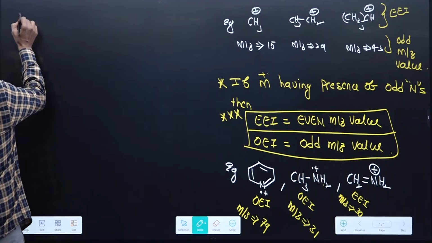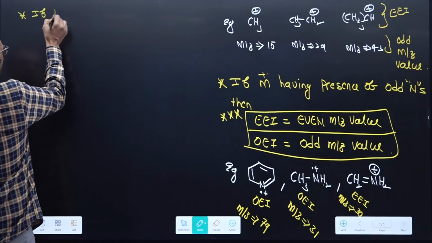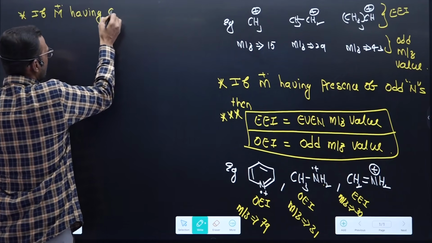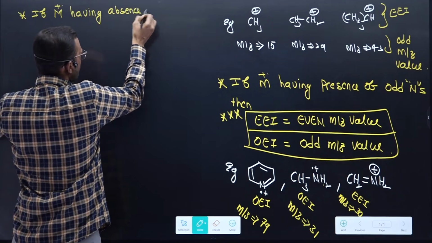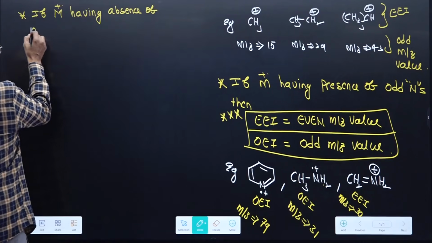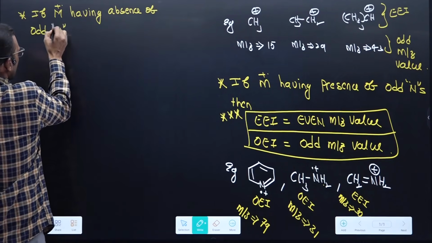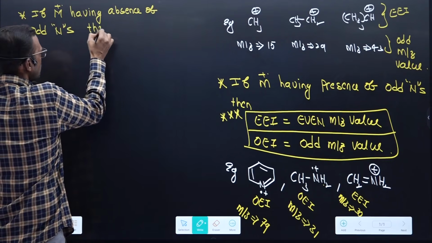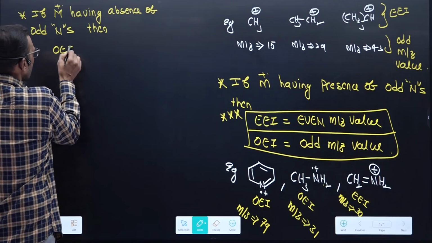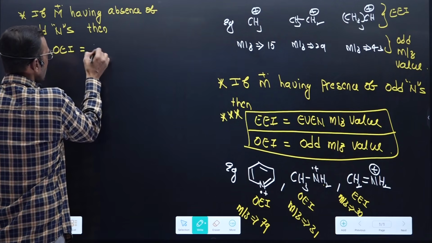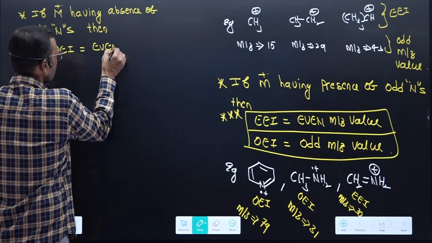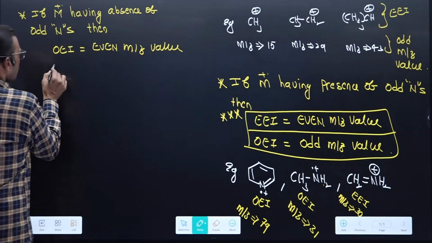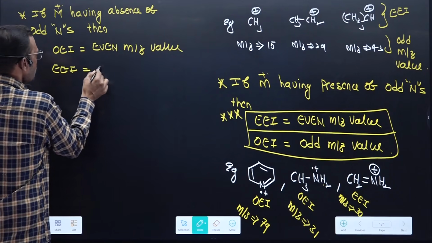Same statement, almost all the same. If the molecular ion has an absence of odd nitrogens, if an odd number of nitrogens are absent, then an odd electron ion produces an even m/z value. Even electron ion will produce an odd m/z value.